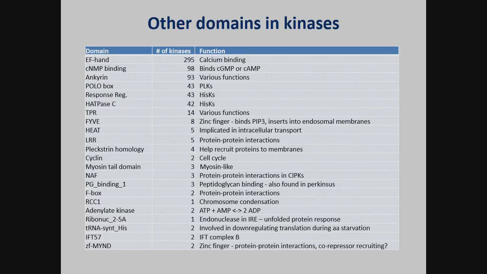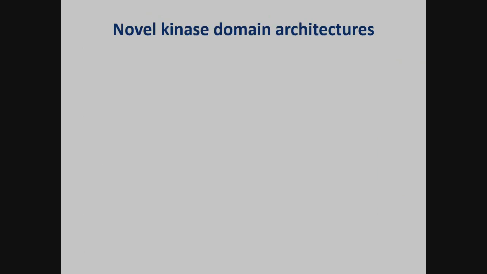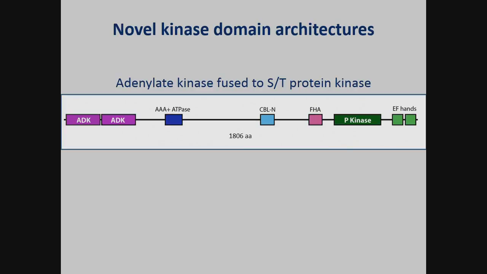But then there are also a number of other protein domains that are present in only a couple examples of Stentor kinases. And a lot of these serve functions like protein-protein interactions or structural functions or targeting to specific areas of the cell. And we actually find a couple examples of novel kinase domain architectures that haven't been described before. And one of the greatest examples of this is a case of a CDPK kinase that has a couple adenylate kinase domains at the N terminus, and then a few partial domains in between.